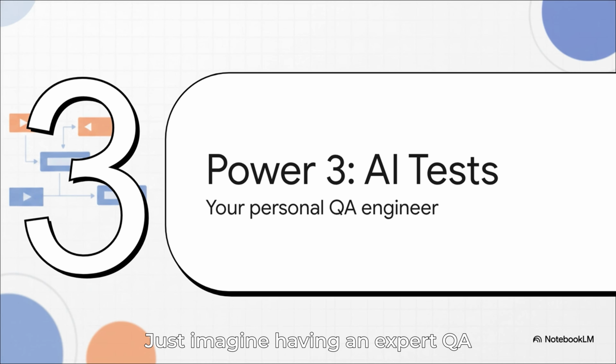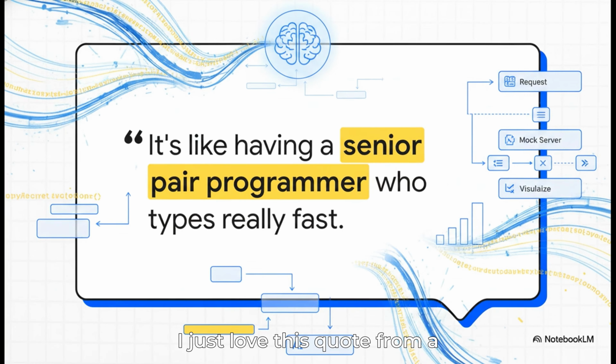Just imagine having an expert QA engineer sitting right next to you, ready to write comprehensive tests for any API response, instantly. Well, that's basically what agent mode is. I just love this quote from a Postman community member because it nails the feeling perfectly. Postman's AI doesn't just suggest a bit of code, it actually understands what you're trying to do and generates production-ready scripts in seconds. You describe what you need in plain English, and it handles the how.